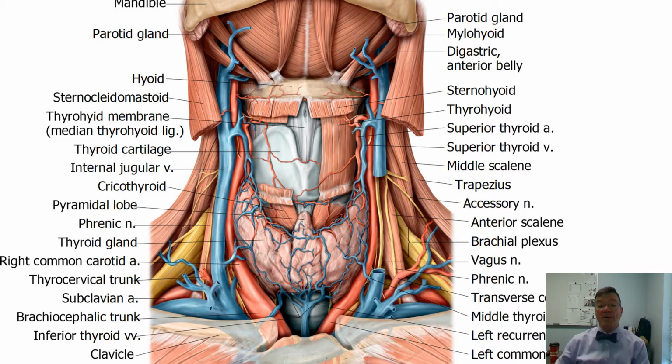Therefore, you should be aware that damage to the neck can increase the risk of airway difficulty. Within the neck, laterally and posterior to the major vessels, lies the brachial plexus.